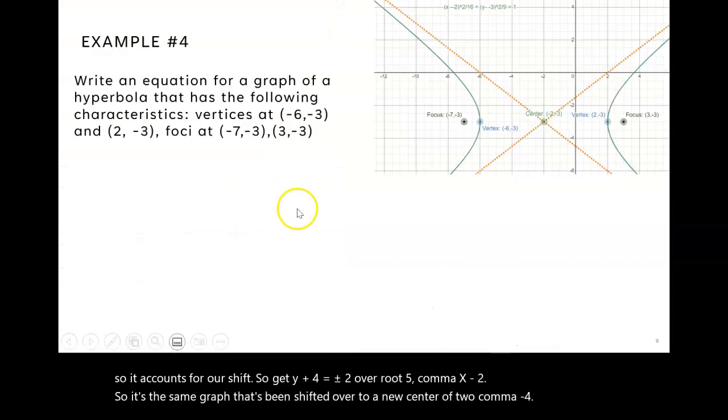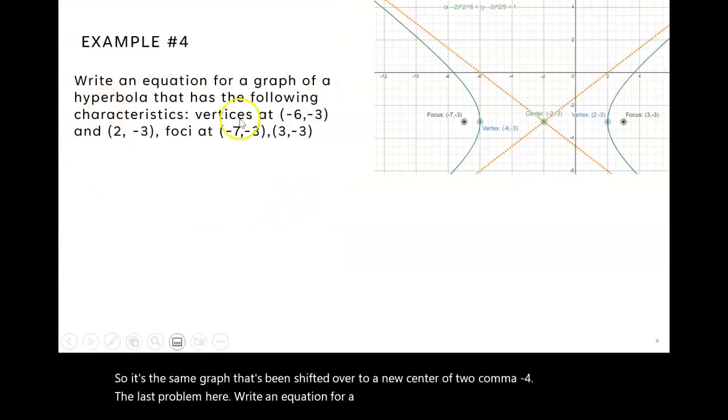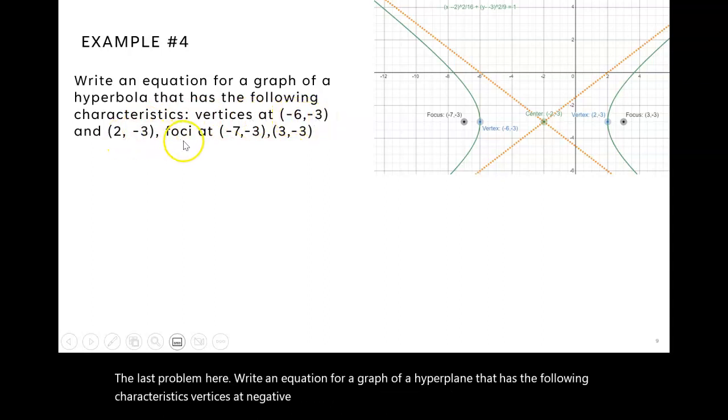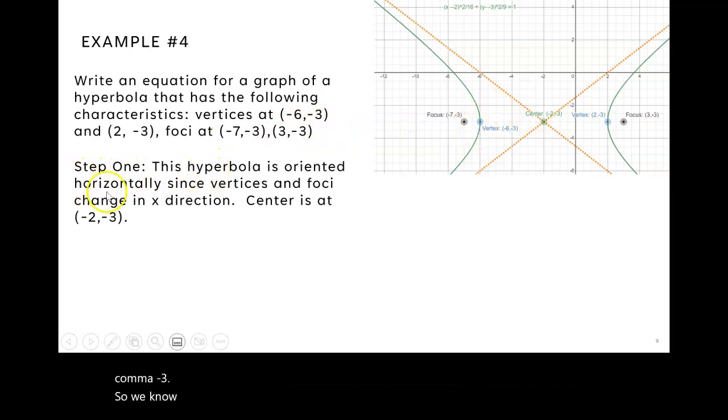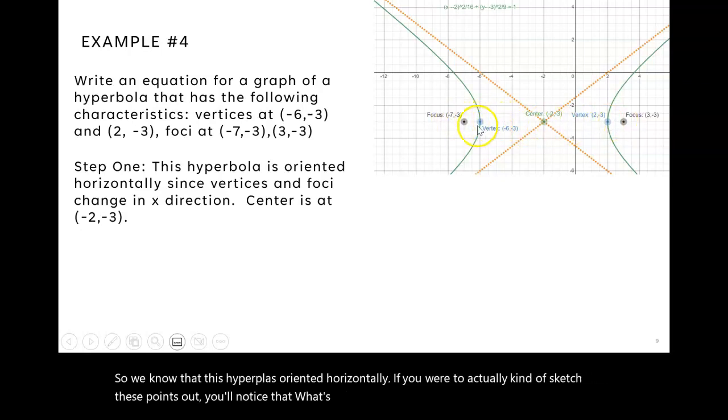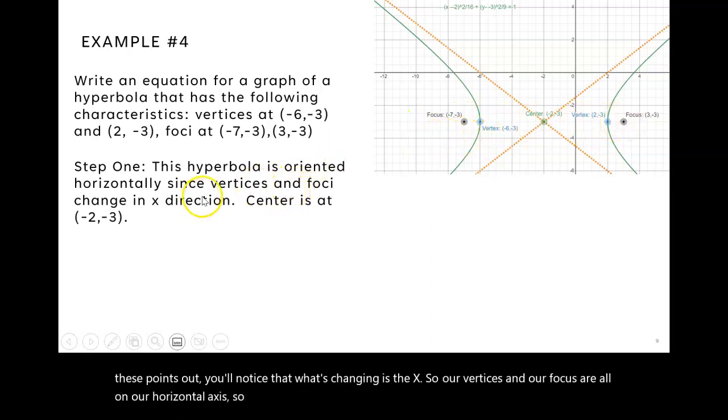Last problem here, write an equation for a graph of a hyperbola that has the following characteristics. Vertices at negative 6, negative 3, and 2, negative 3. Foci at negative 7, negative 3, and 3 comma negative 3. So we know that this hyperbola is oriented horizontally. If you were to actually sketch these points out, you'll notice that what's changing is the x. So our vertices and our foci are all on our horizontal axis. So we have a change in the x direction.